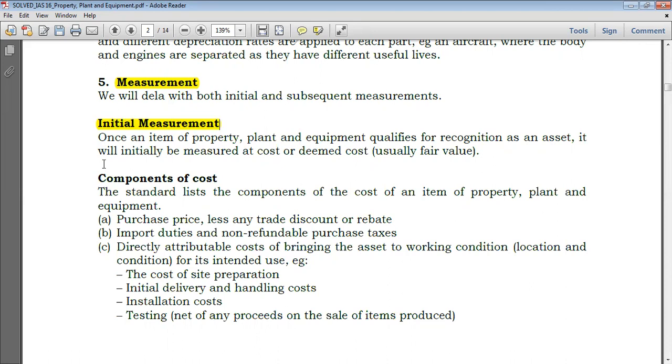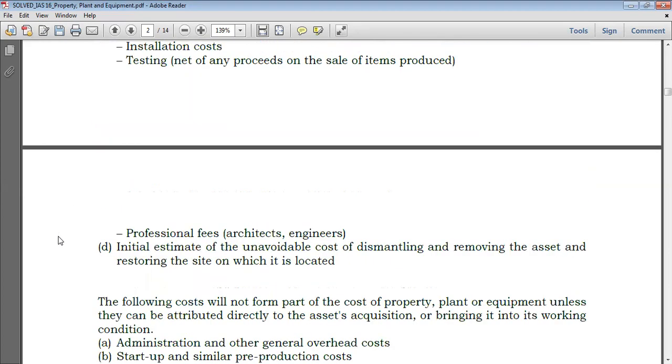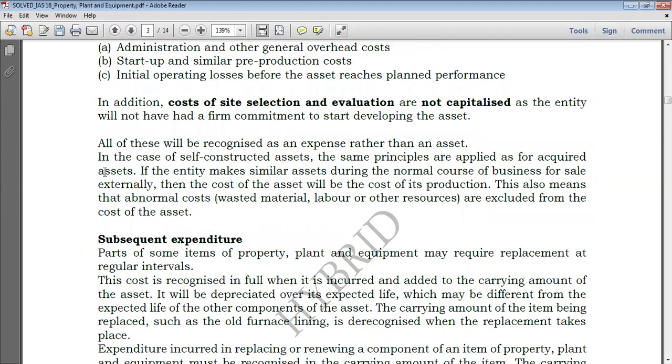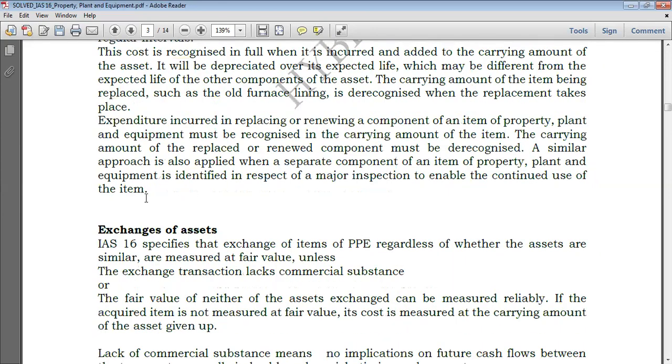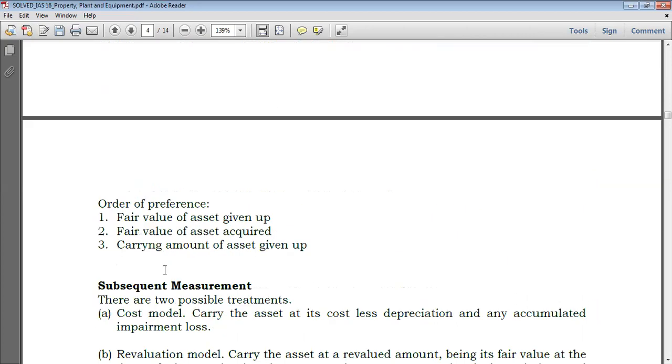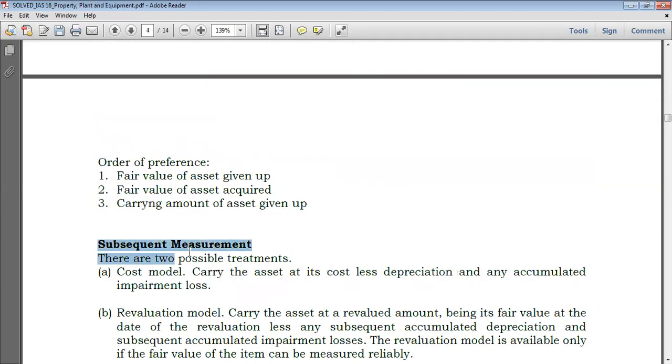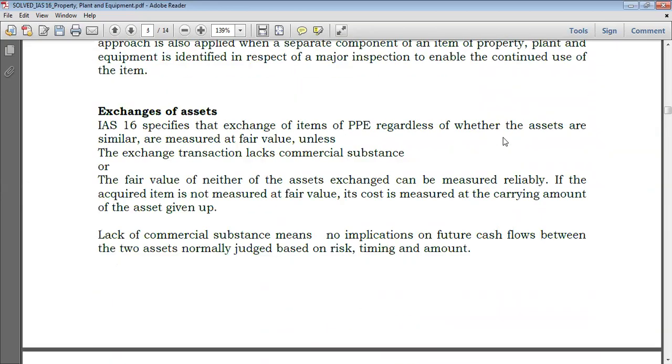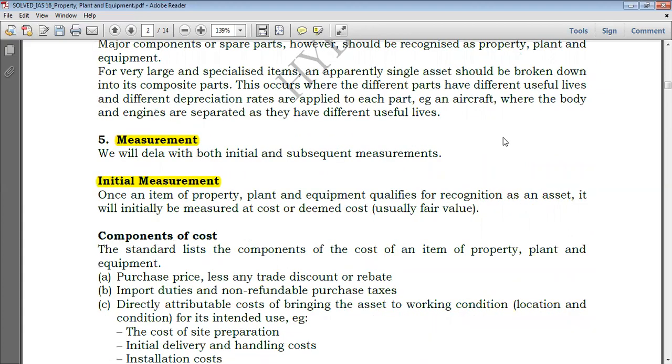But also subsequent measurement. So you'll find that we have initial measurement as well as subsequent measurement here. This will be explained right here, subsequent measurement. But for today, we are just going to take a look at initial measurement. Starting with this one is sufficient. So let's take a look now.